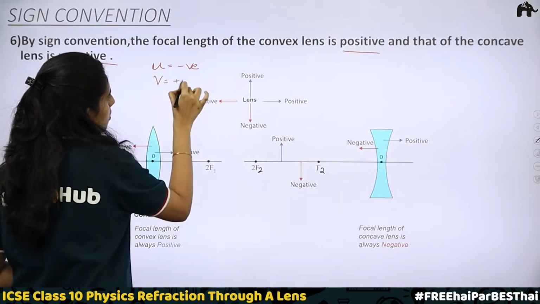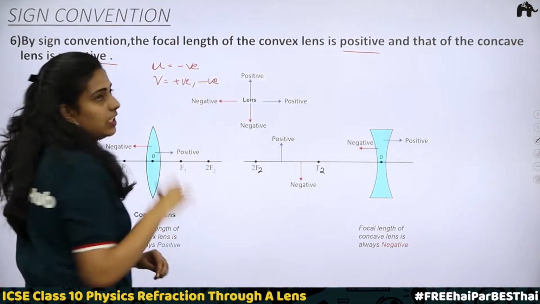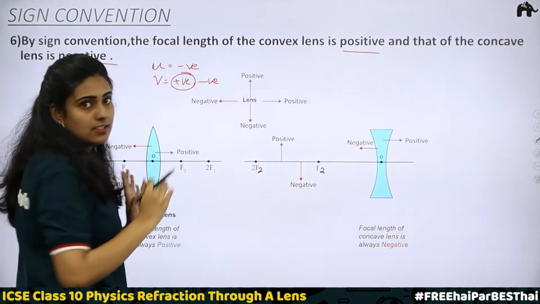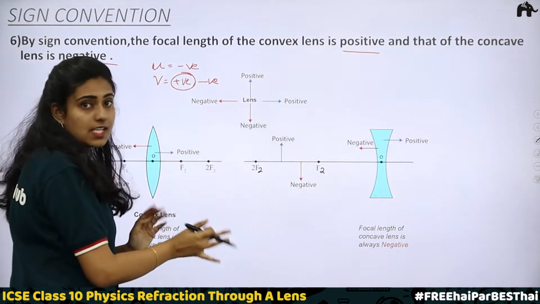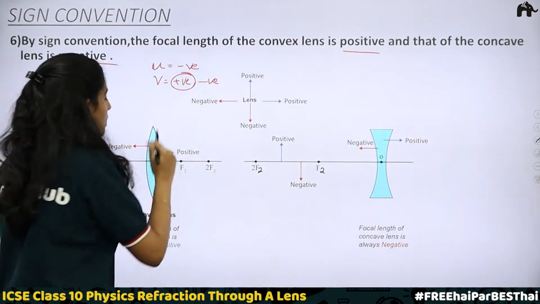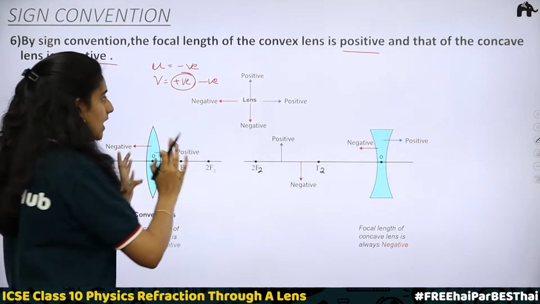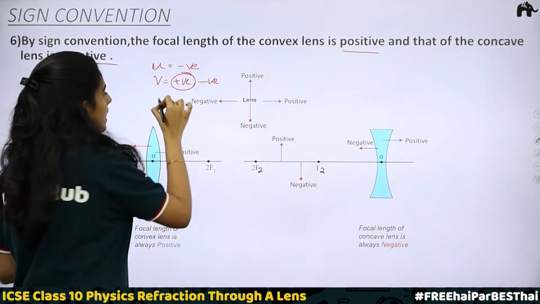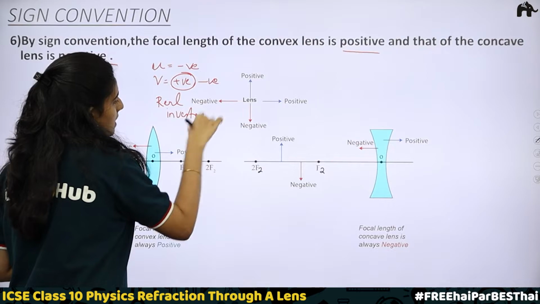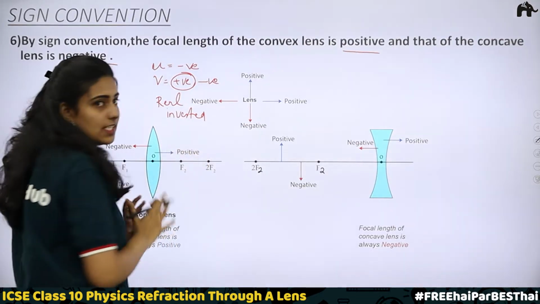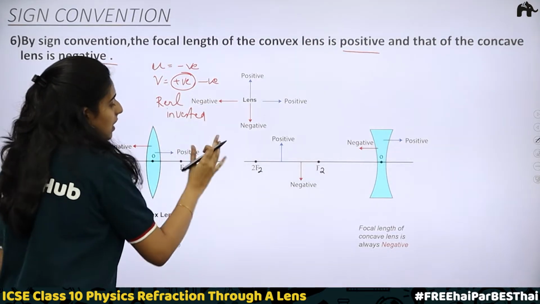V value can be positive or negative. Okay, when do we get positive values? Positive values is when the image is formed to the right, to the opposite side of the object, or to the right of the optical center. In that case, the image formed will be a real image and it will be an inverted image. If you keep a screen somewhere to focus, you will be able to get the image on the screen.